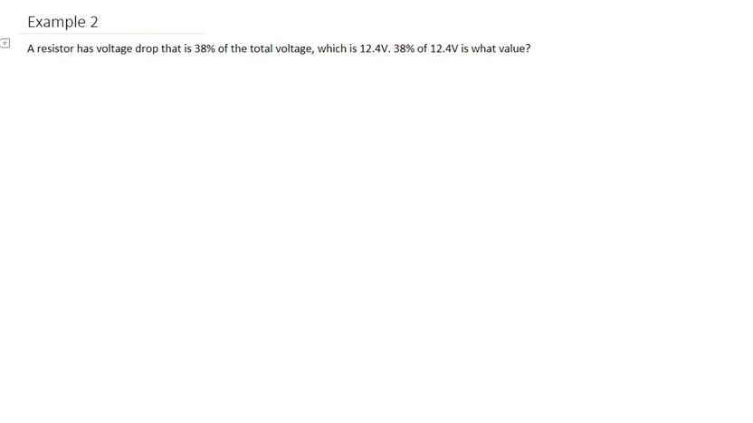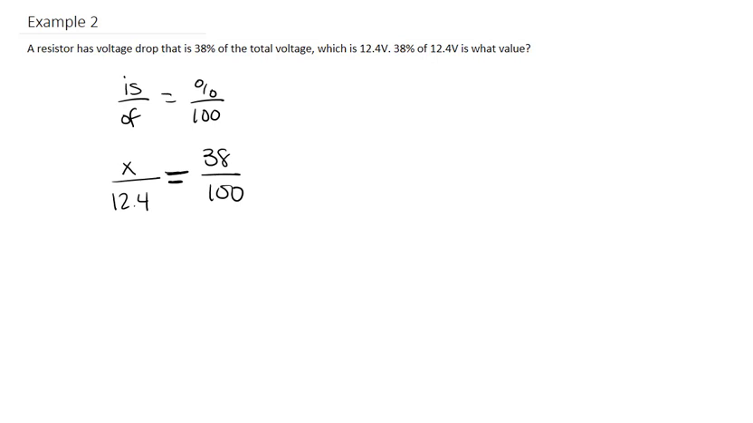Example 2. A resistor has a voltage drop that is 38% of the total voltage, which is 12.4 volts. 38% of 12.4 volts is what value? So for this problem, if we do is over of equals percentage over 100, so let's fill this in. So we have 38%, so that would go here over 100. We have of 12.4, so that means we're looking for this. So we'll just put this as X.